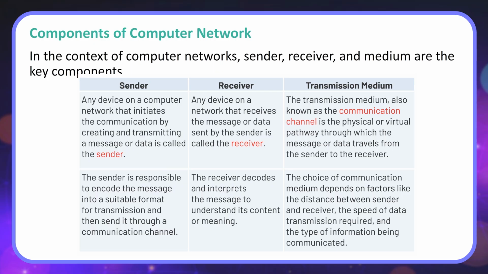The sender is responsible to encode the message into a suitable format for transmission and then send it through a communication channel. The receiver decodes and interprets the message to understand its content or meaning. The choice of communication medium depends on factors like the distance between sender and receiver, the speed of data transmission required, and the type of information being communicated.